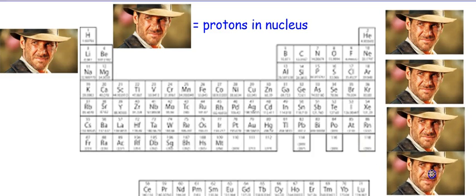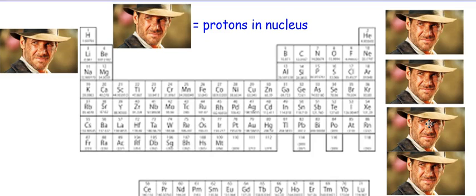As I move across the periodic table, what happens to the number of protons? So in the first shell, I go from hydrogen to helium. I go from 1 proton to 2. As I go from lithium to neon, I go from 3 to 10 protons. As I go from sodium to argon, I go from 11 to 18 protons. So what is happening then to the number of protons as I go across the periodic table? They increase, don't they? So that's why I have 1 Harrison Ford here and 4 Harrison Fords on the right-hand side. I can't fit any more than that, okay?